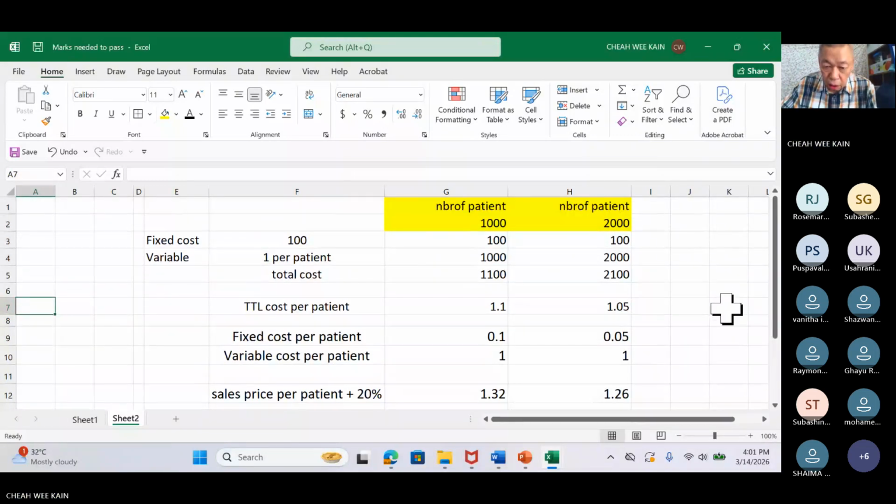So far? Understand? Class monitor. Understand? Yes, doctor. Okay.